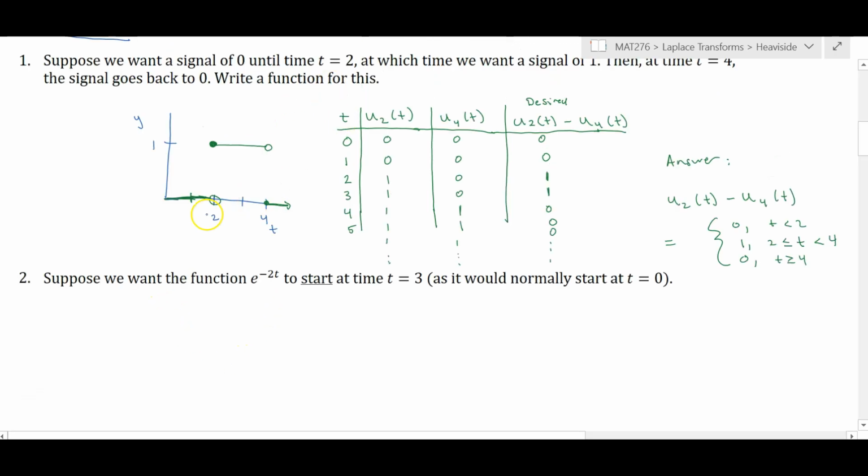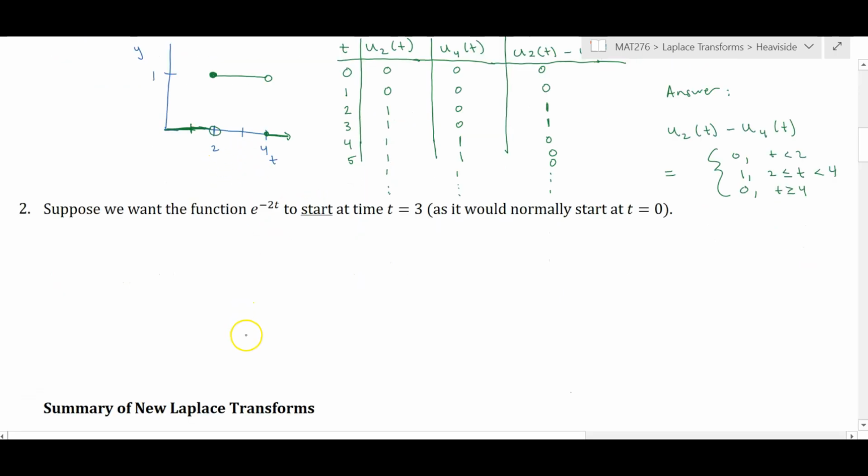In our previous example, we looked at having an output of 0 and then 1 and then 0. But suppose we want the function, instead of this signal just being a 0 or a 1, suppose we want to use the Heaviside to activate the function e to the negative 2t. But it starts at time t equals 3, as it would normally start at time equals 0.